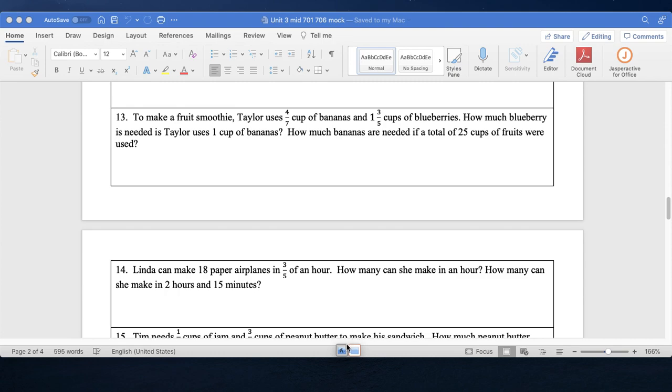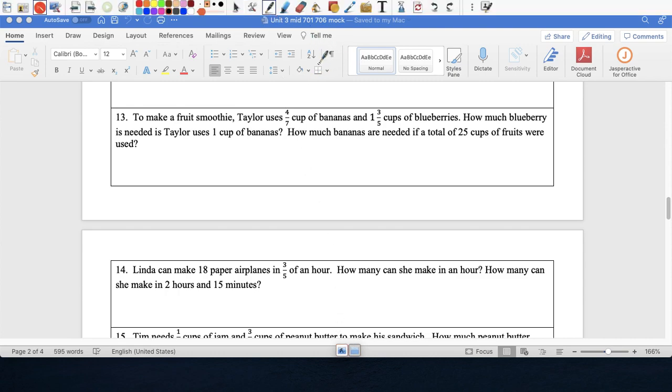So, this one we haven't done too much of. Or actually, we haven't done anything like this. Let me write the relationship that's given to us. We know that 4/7 cup of bananas are needed along with 1 3/5 cups of blueberries to make a smoothie. So we're making a smoothie. If I were to make one single smoothie, I would use 4/7 cup of bananas and 1 3/5 cups of blueberries, correct?